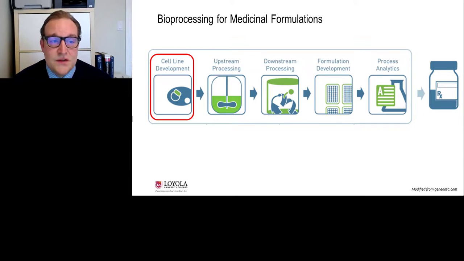To start off with, let's consider the bioprocessing pipeline for medicinal formulations. Traditionally, the pipeline will begin with cell line development, be followed by upstream processing, downstream processing that often involves any kind of purification, etc., the formulation development, and ultimately the process analytics leading to a therapeutic. In today's presentation, we will focus on the first component highlighted here in the red box, the cell line development.